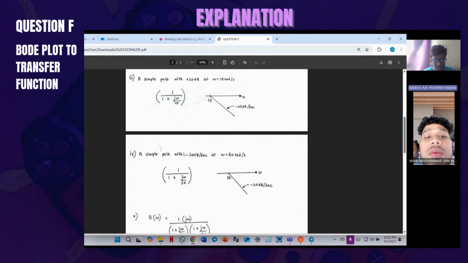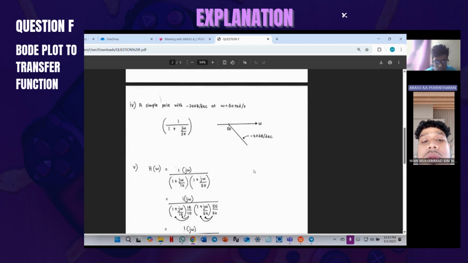Number 4 is a simple pole with negative 20 dB per decade at omega equals 50 radians per second. So at omega 50 radians per second, the slope drops to negative 20 dB per decade, indicating another simple pole. This adds the term equal to 1 divided by 1 plus j omega divided by 50.